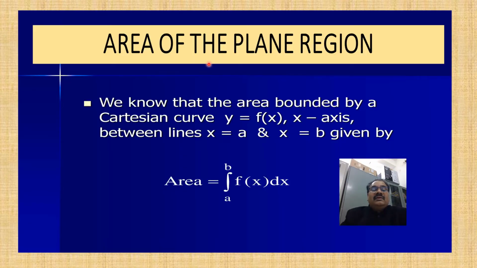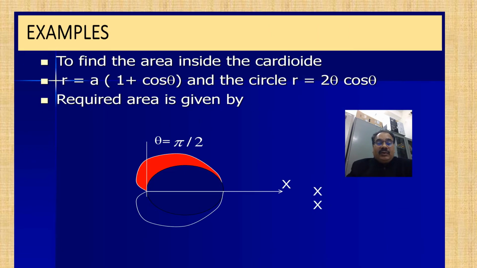Okay, so just a quick revision of the area of the plane region. You know that the area bounded by a Cartesian curve y = f(x), the x-axis, between the lines x = a and x = b is given by the integral from a to b of f(x) dx. So this you know from the previous class. Here is one example also, just for your practice, to recall your memory of what you did in area.